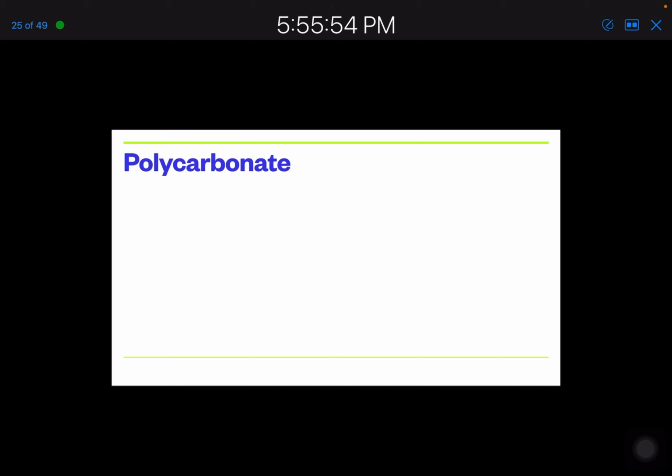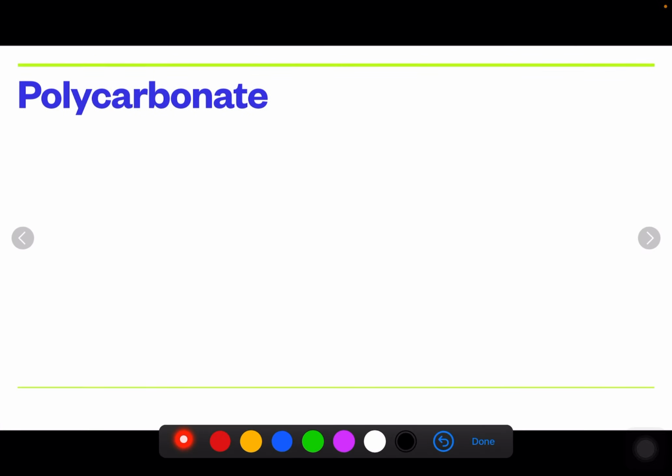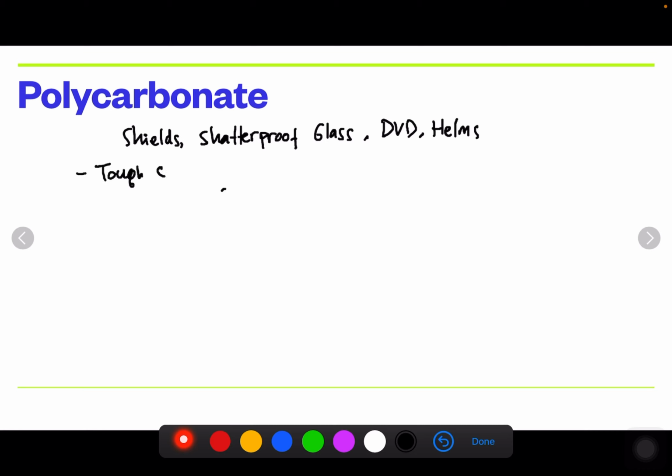Okay, polycarbonate. Perhaps this will be the last section in today's class. Let me write. So maybe before we write the synthesis, just a note on what kind of examples we have for polycarbonate. Usually we use the polycarbonate for protection, for shields, helmets, like if you drive a motorcycle, usually that is polycarbonate, the helmet. So it's shields, right? The shatterproof glass, like for protections. DVD is also polycarbonate, but I think no one uses DVD now. All is digital. And then helmets. So usually the property is tough and transparent.